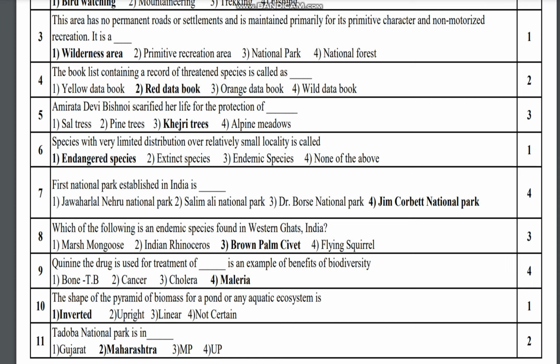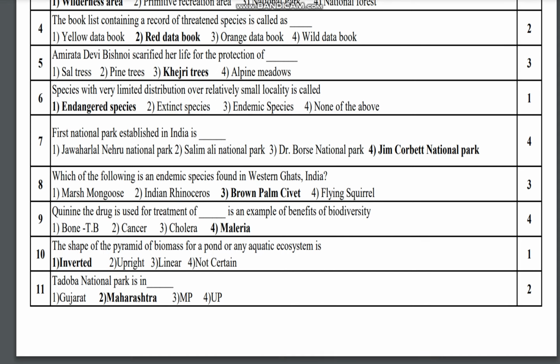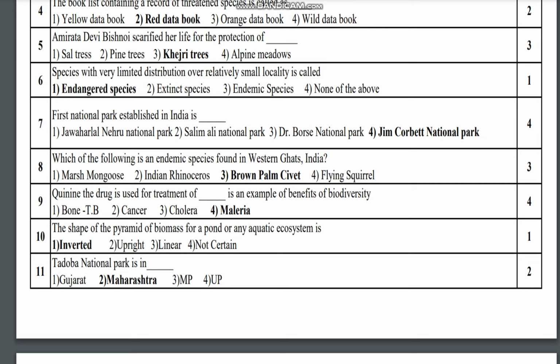Question number 5: Amrita Devi Bishnoi sacrificed her life for protection of khejuri trees. Question number 6: species with very limited distribution over a relatively small locality. It is called endangered species. Then question number 7: the first national park established in India is Jim Corbett National Park.